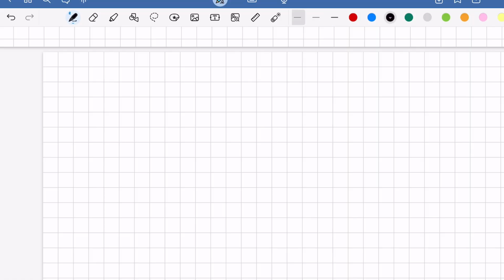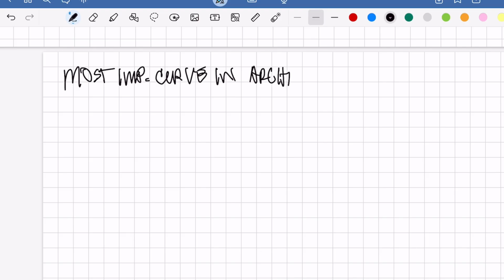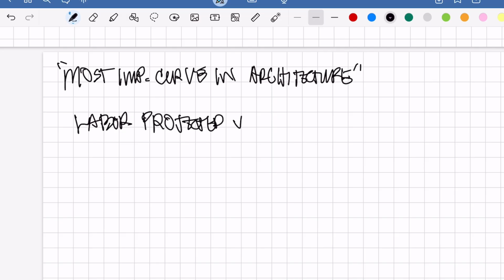So essentially, the most important curve in architecture, as I was talking about, is labor projected. It's not necessarily the most fun thing to talk about. Versus, I'll say, labor actual. And what the heck do I mean?